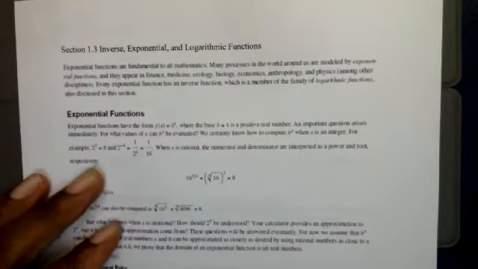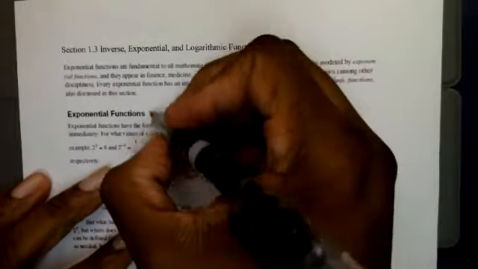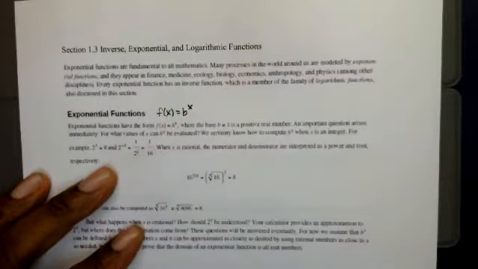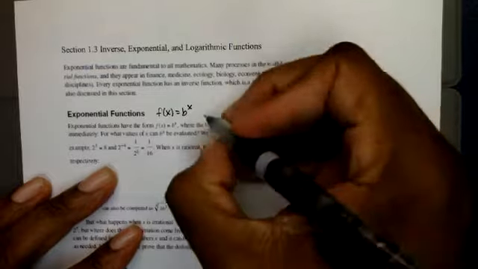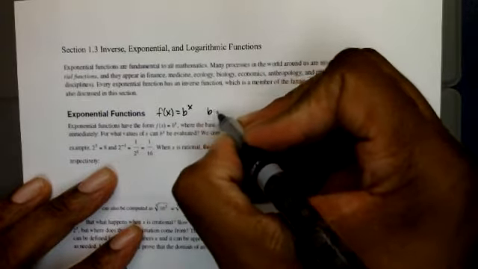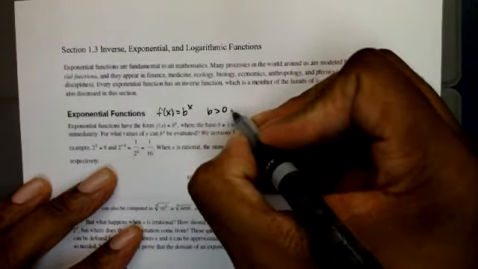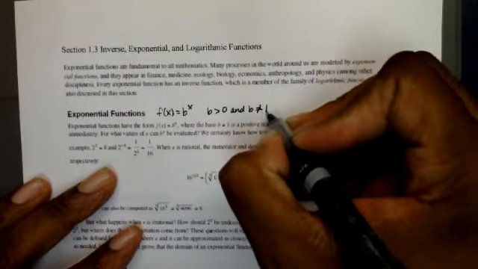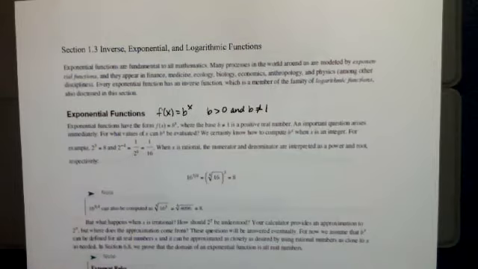All right, so we'll talk about exponential functions. They have this form, f of x equals b to the x, where b is a positive constant other than 1. That means b is greater than 0, but b cannot be equal to 1.